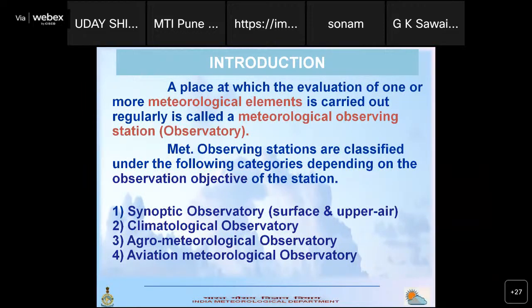A place at which the evaluation of one or more meteorological elements is carried out regularly is called a meteorological observing station. So if one or more parameters are being observed, it is called an observatory. The Met observatory stations are classified under the following categories, depending on the objective of the stations: synoptic observatory, climatological observatory, agrometeorological observatory, and aviation meteorological observatories. Now there are four kinds of observations, the first being surface observations.